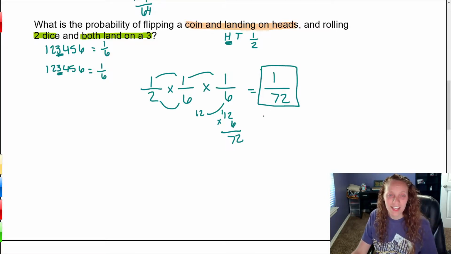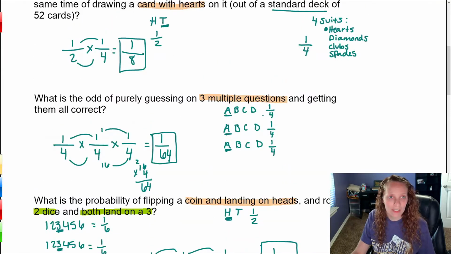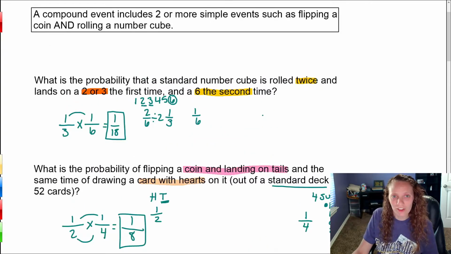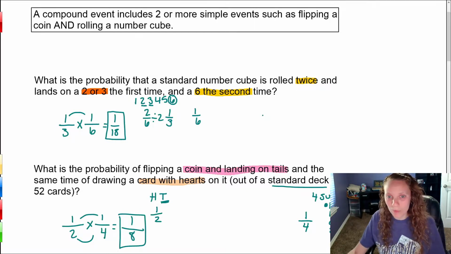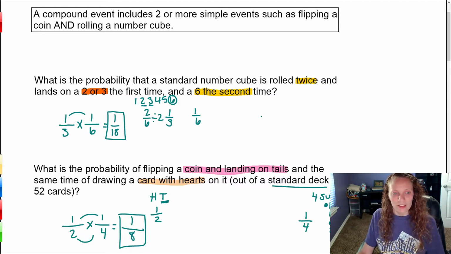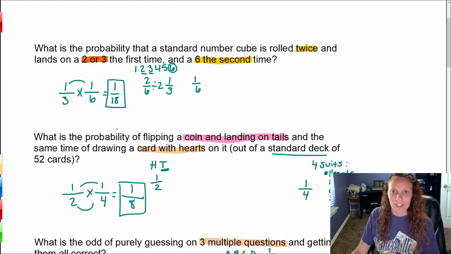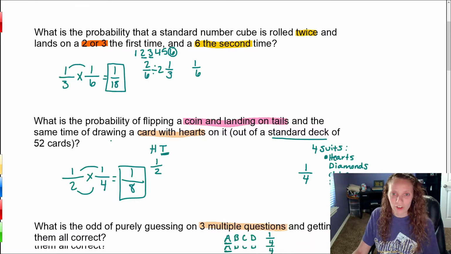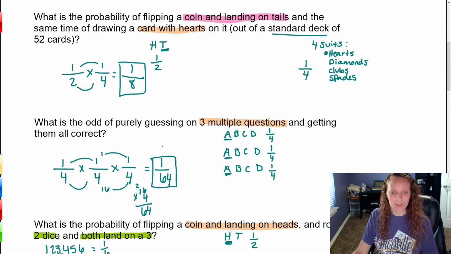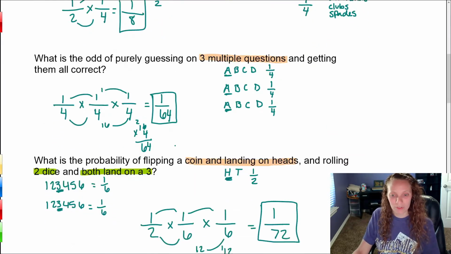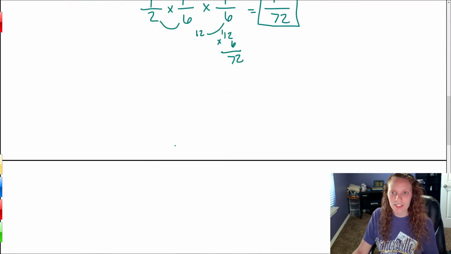Okay guys, that's compound probability. Depending on how many different events there are, you may need to set up 2 fractions, you might need to set up 3 or even more. And again, it all just depends on how many different events are happening. One thing to always note is when you get your answer, maybe you need to try to simplify. Not many of our questions here had to simplify. Like 1/8 is in simplest form. 1 over 64, that's simplified. 1 over 72, that's simplified.